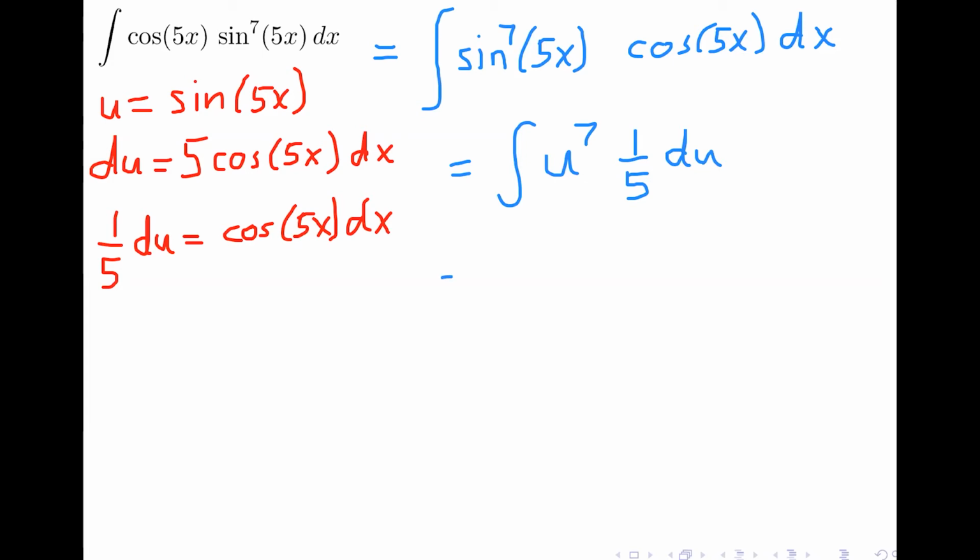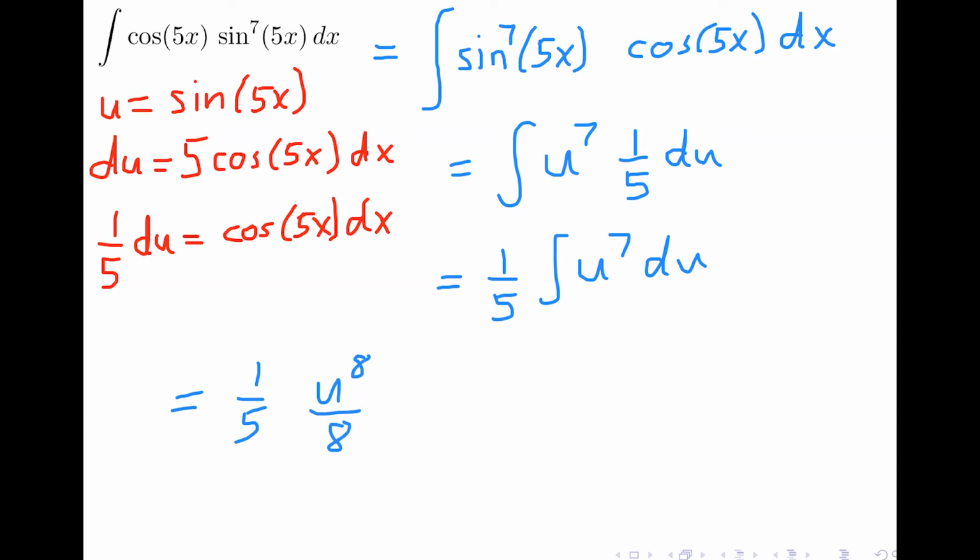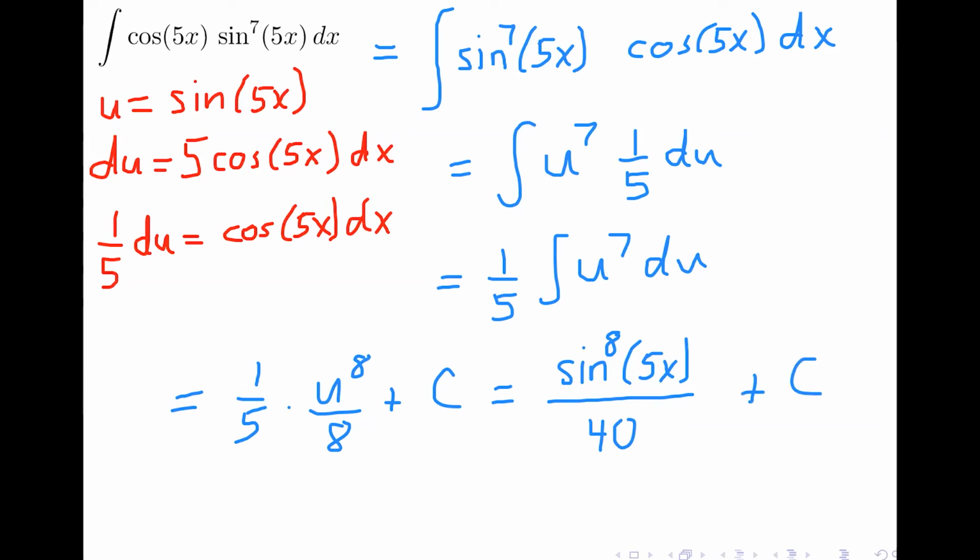Then this is equal to, well, let's factor out the 1/5 and get u to the 7th du. And at this point, I'm going to write it as 1/5 times u to the 8th over 8 plus a constant. And this now becomes u to the 8th divided by 40. So let's actually call this sine of 5x raised to the 8th power divided by 40 plus a constant. So that is our final answer here.